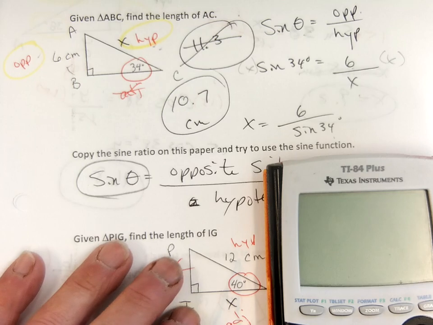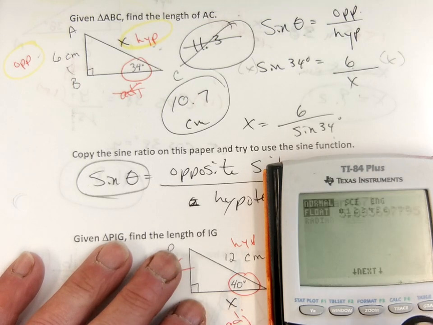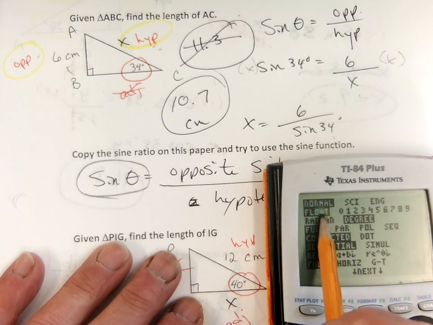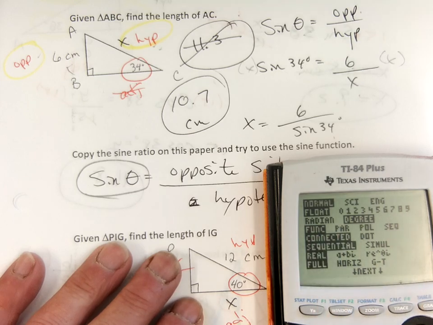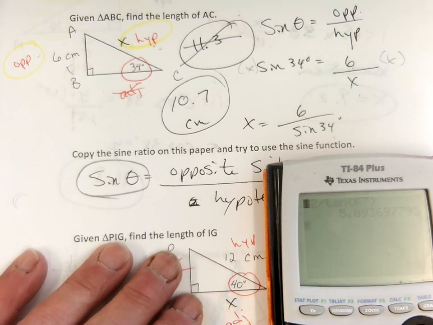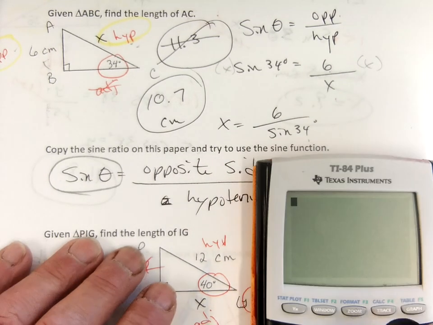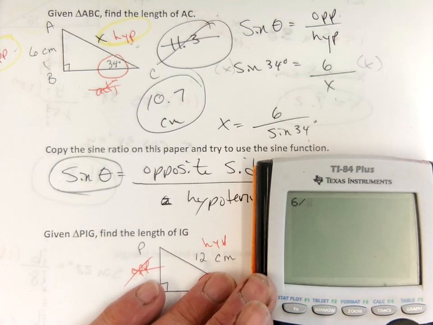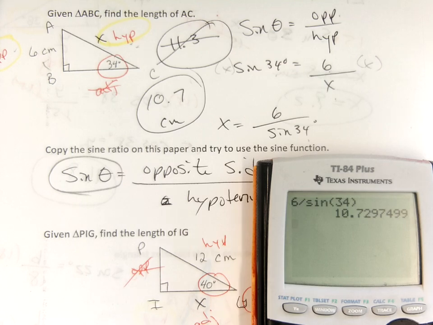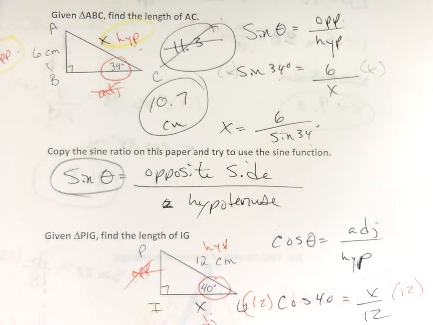I use my calculator, check my mode. Always check your mode, because right now, man, my pre-calc kids are using radian mode. So check my mode, and then it's good. So then I'm going to go straight to just doing that. I'm going to go 6 divided by the sine of 34, and I get an answer, about 10.7. Boom. Okay, I like that.